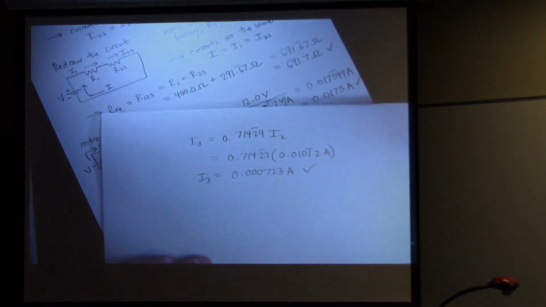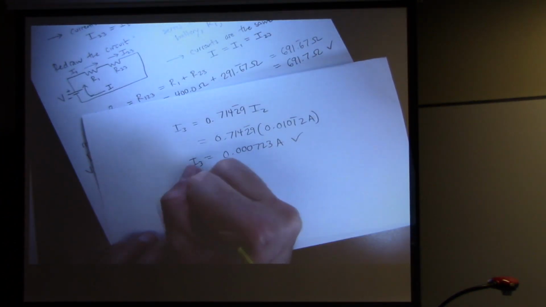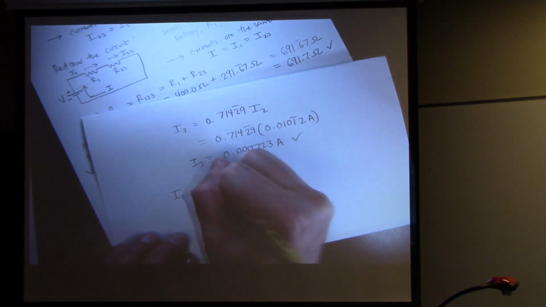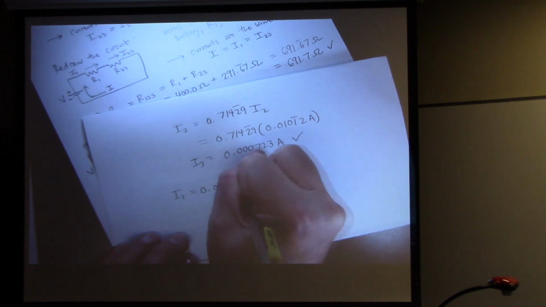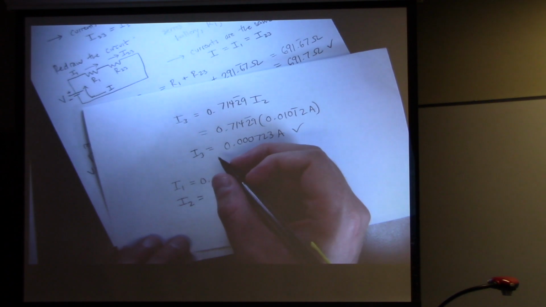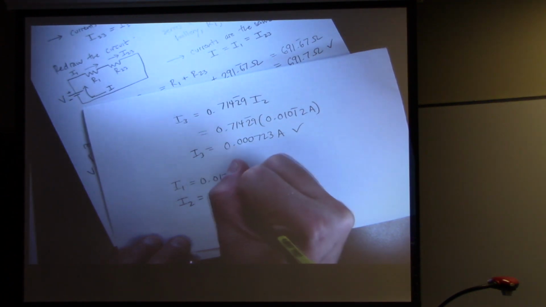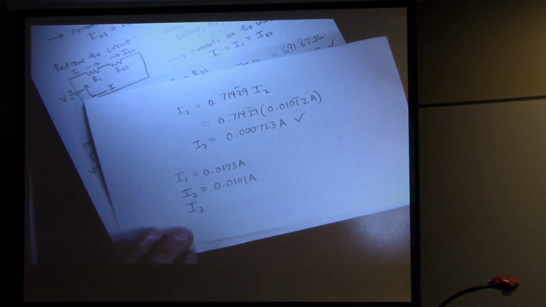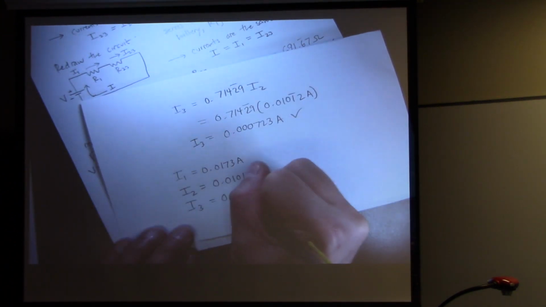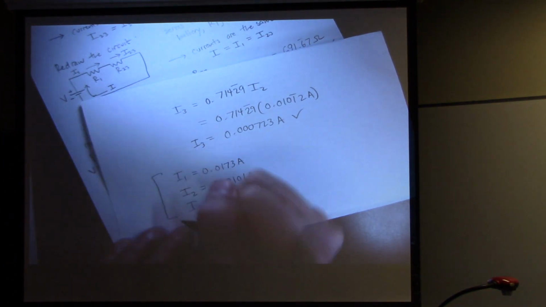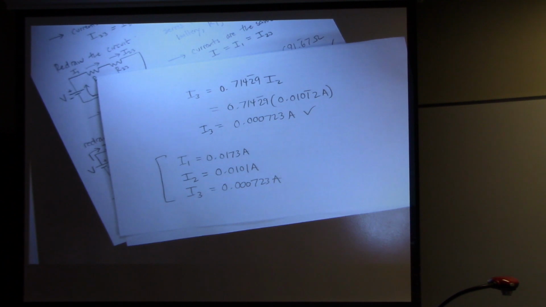So that's I3. So to summarize, I1, what we got was 0.0173 amps. I2, what we got was 0.0101 amps. And then I3, what we just found here is 0.000723 amps. Those are the currents. And again, we can find these currents by using the rules of equivalent resistance.